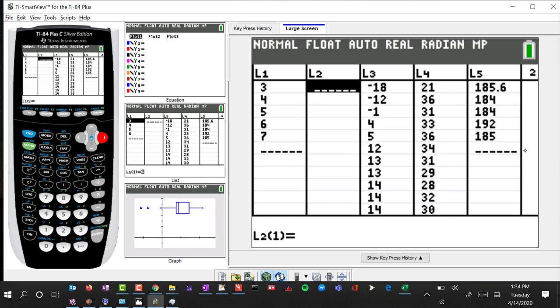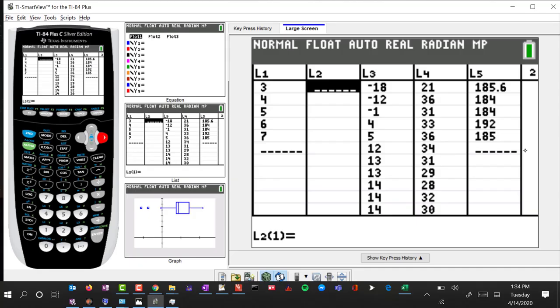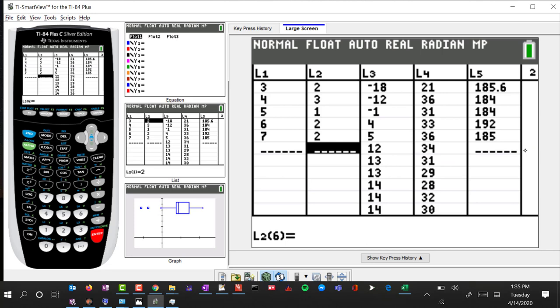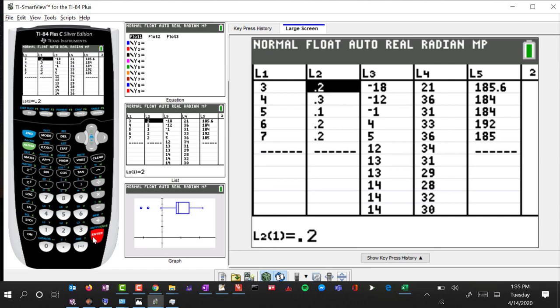And then list 2 should be the frequency at which those occurred. So 2 tenths, 3 tenths. So 2, 3, 1, 2, 2. Those are just the numerators that are here. But we actually had those values divided by 10. So what I'm going to do is go up to the top of that list, and say that list 2 now equals list 2 divided by 10, and that's going to allow me to divide each one of those values by 10 all at the same time.